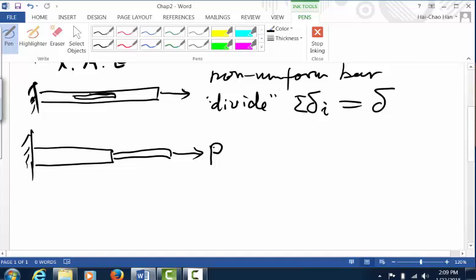So you have a bar like this one. The two parts are different. This part you have A1, and the material maybe E1, and the length here is L1. This part, you have a different cross-section. The material can be the same or maybe different. So in general, you may have different material, and the length will be L2. Now for this one, how can we calculate the total elongation? That's the question.